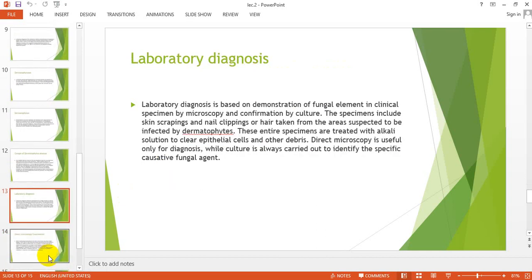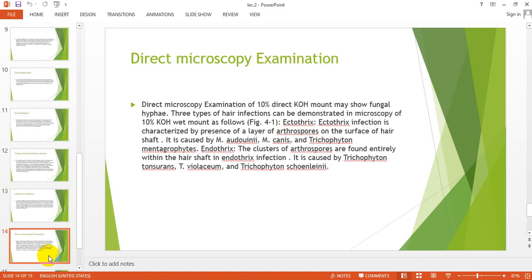Laboratory diagnosis is based on the demonstration of fungal elements in a clinical specimen by microscopy and confirmation by culture. The specimens include skin scrapings, nail clippings, or hairs taken from the areas suspected to be infected by dermatophytes. These specimens are treated with an alkali solution to clear epithelial cells and other debris. Direct microscopy is useful only for diagnosis, while culture is always carried out to identify the specific causative fungal agent. Direct microscopic examination of a 5% KOH mount may show fungal hyphae.